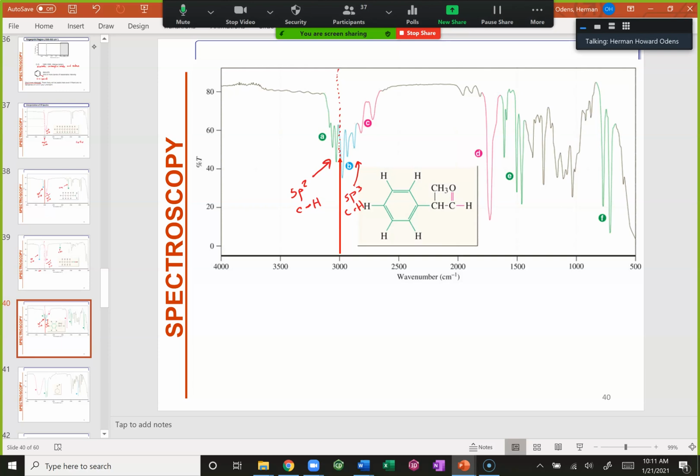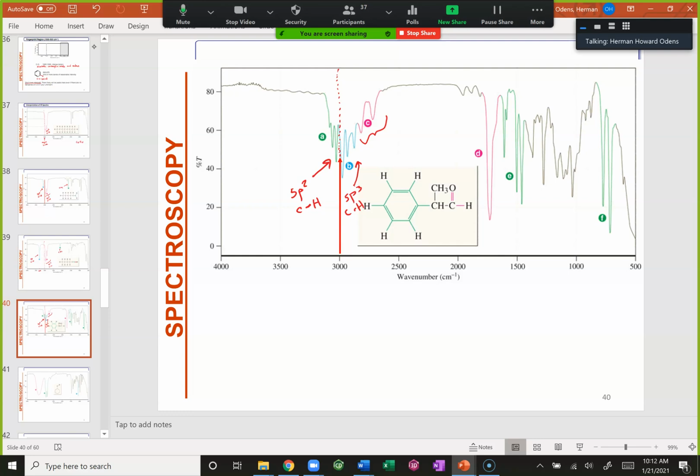All right, so we have sp2 CH, sp3 CH. So the next thing we're going to identify in the hydrogen region is the aldehyde. Can you spot the two horns that I mentioned before? Check this out. These two peaks are about the same in intensity.